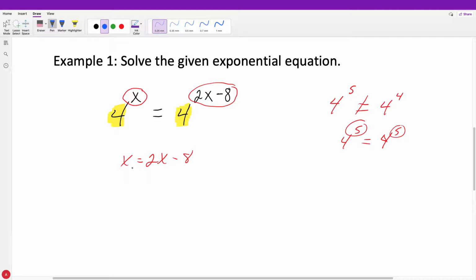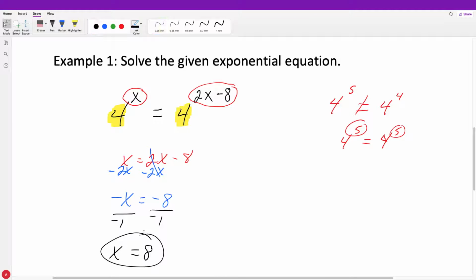And now once we do this, it is a basic equation that we learned earlier in the year that we should know how to solve. So I'm going to move my x's to one side. So I'll subtract 2x from both sides and get negative x is equal to negative 8. And then since I haven't solved exactly for x yet, I'll divide each side by negative 1, and x is then equal to 8.